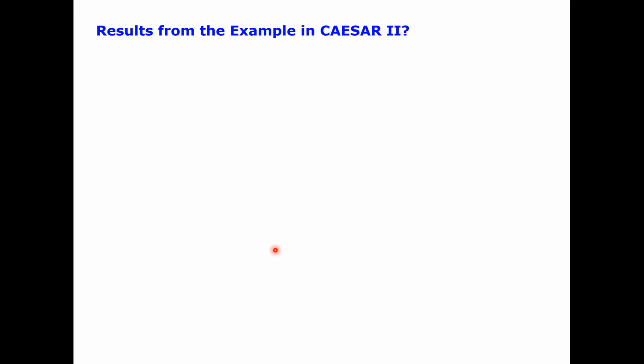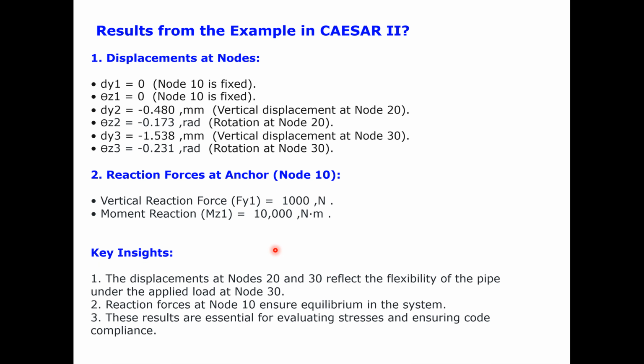Results from this example in Caesar 2: the displacement at node 10 will be 0 and rotation is 0 because it is fixed, meaning anchor, so no displacement, no rotation. Displacement at node 20, dy2, is minus 0.488 mm, and rotation at node 20 is minus 0.173 radians. The vertical displacement is downward, so that's why it is negative.